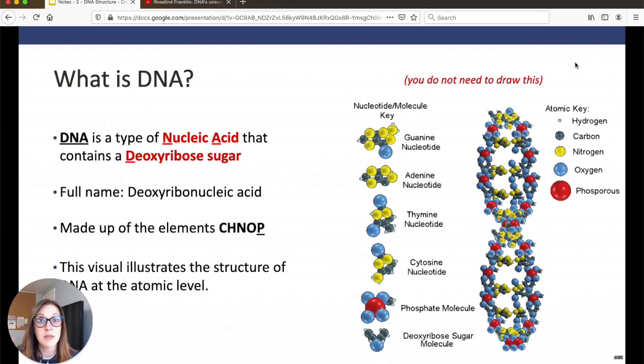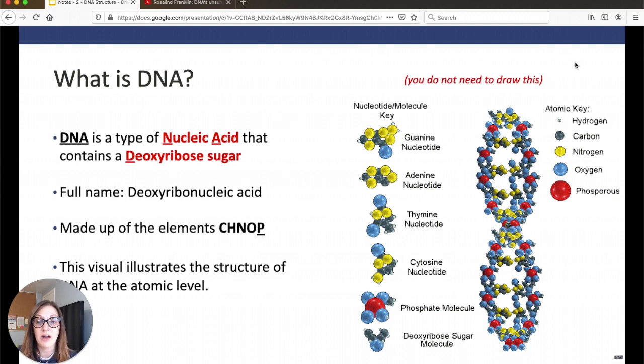And its name comes from the fact that within this DNA molecule, it also has a special type of sugar called a deoxyribose sugar. So the full name of DNA actually represents its nucleic acid and structure. So it's a deoxyribo, hearkening to that sugar molecule, and then it's a nucleic acid. So deoxyribo nucleic acid is DNA.